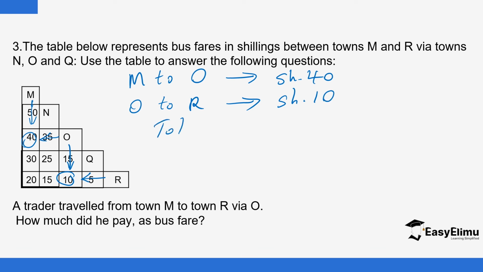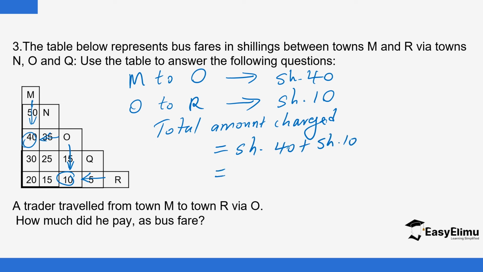So the total amount charged is going to be 40 shillings plus 10 shillings. And this is going to be how much? 50 shillings. So that is how you go about it.